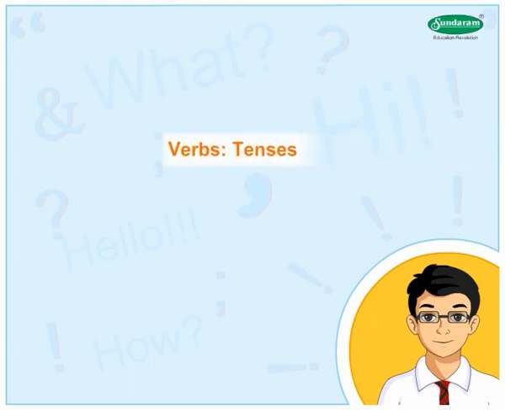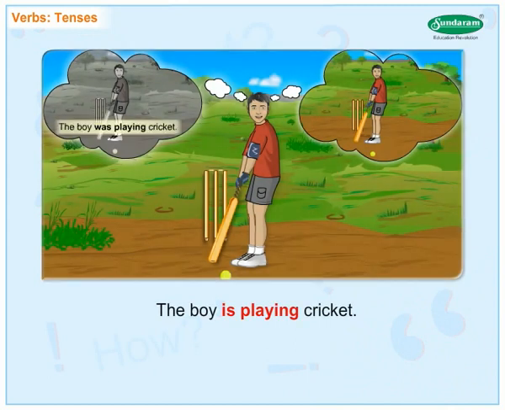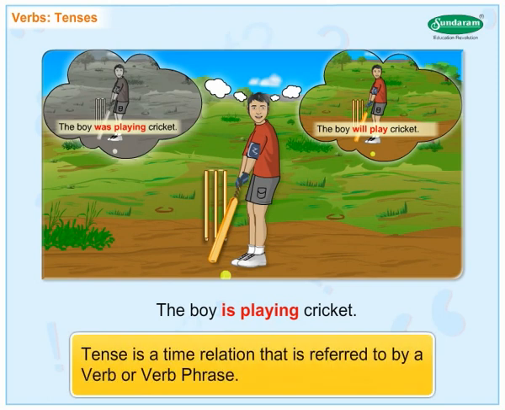Verbs, tenses. Look at these sentences. The boy is playing cricket. The boy was playing cricket. The boy will play cricket. Each of these sentences shows a different tense.